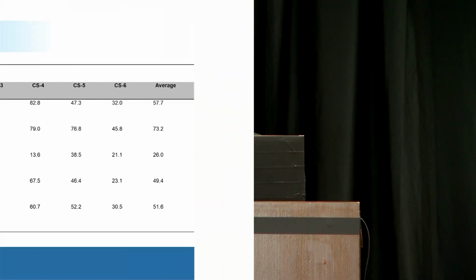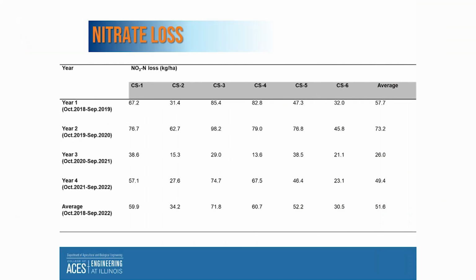And again, the response was a little different as you go from year to year. For example, in year 2, we saw that CS3 again had the highest average tile loss, and CS6 again had the smallest one, okay? So there was also some variation in how much total tile nitrate loss happened from those fields across this cropping season in the 4 different years.